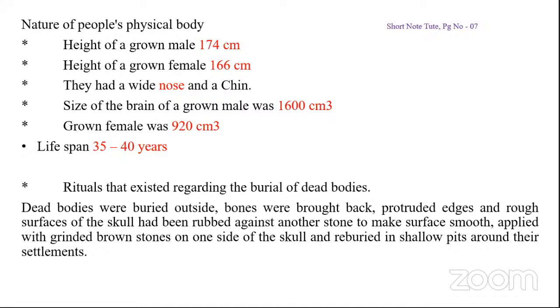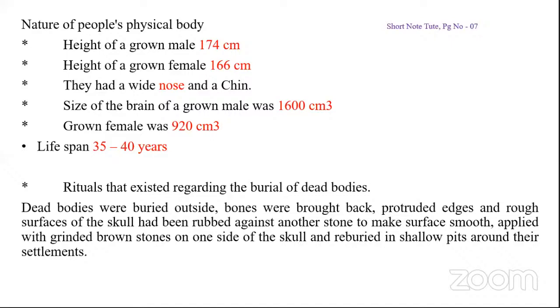So that's a ritual actually. Rituals have no particular meaning as to why they did it like that. So some of the protruded surfaces and rough edges of the skull were rubbed against another stone and made smooth. And after that, ground brown stones were applied on one side of the skull, and it was reburied in shallow pits around their settlements.